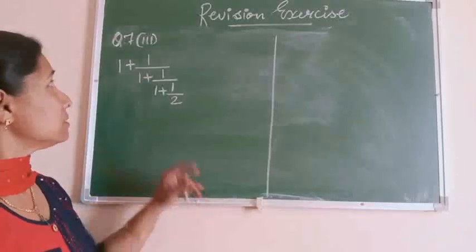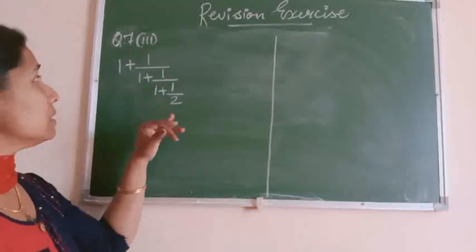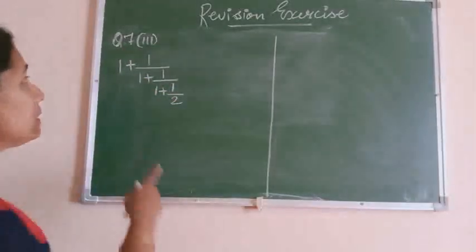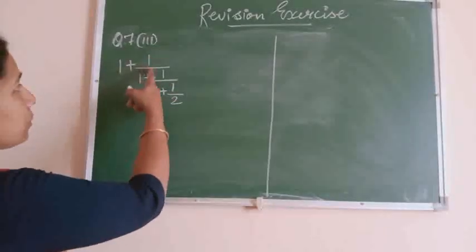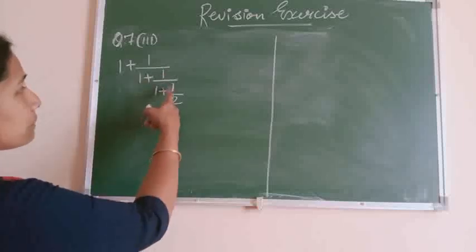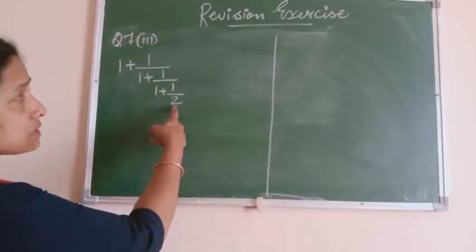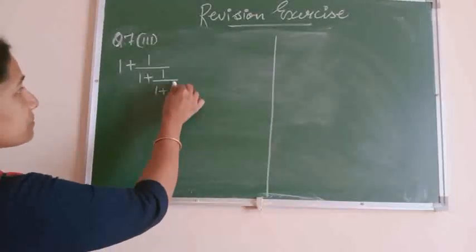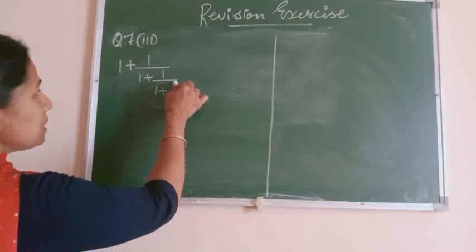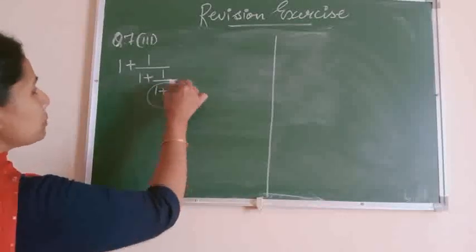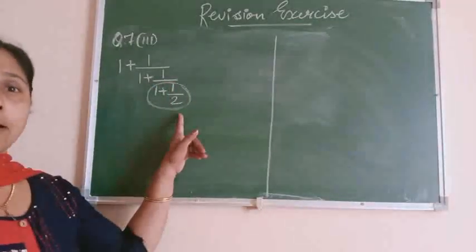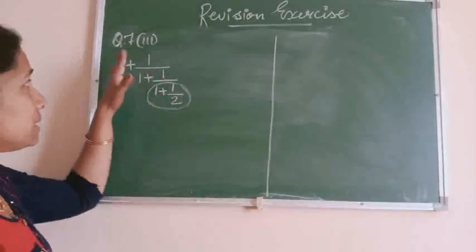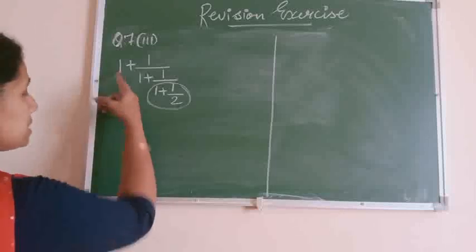Let me explain the third question of question number 7. Listen carefully. This is another type of question given. Question is given 1 plus 1 upon 1 plus 1 upon 1 plus 1 upon 2. This is the question given. So for getting the answer, we are starting with this one. First we are starting this. Whenever you are doing, no need of putting the circle. This circle just for understanding purpose I am giving here. So first I am solving this one. The other fraction we are writing as it is, that is this one.